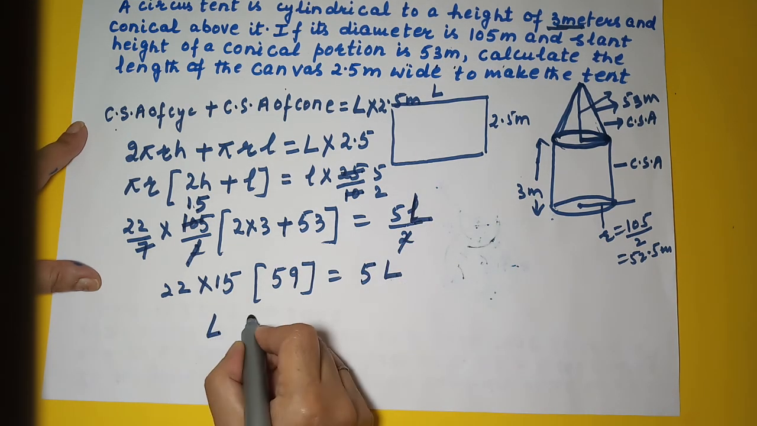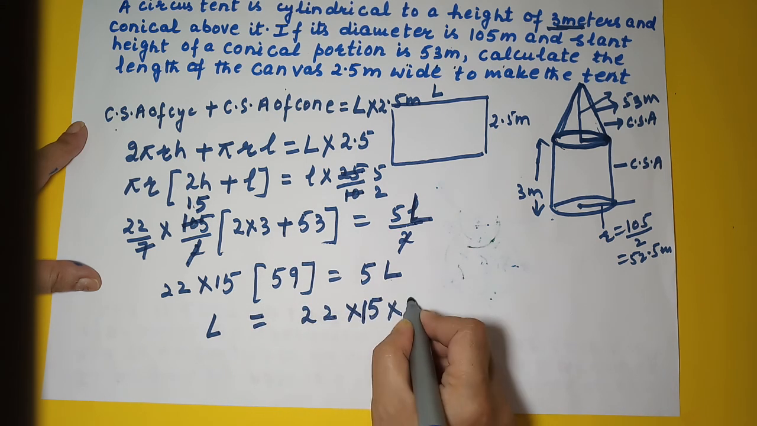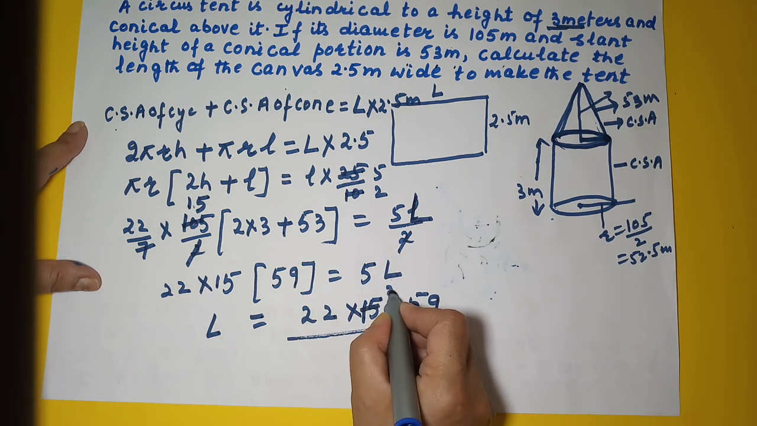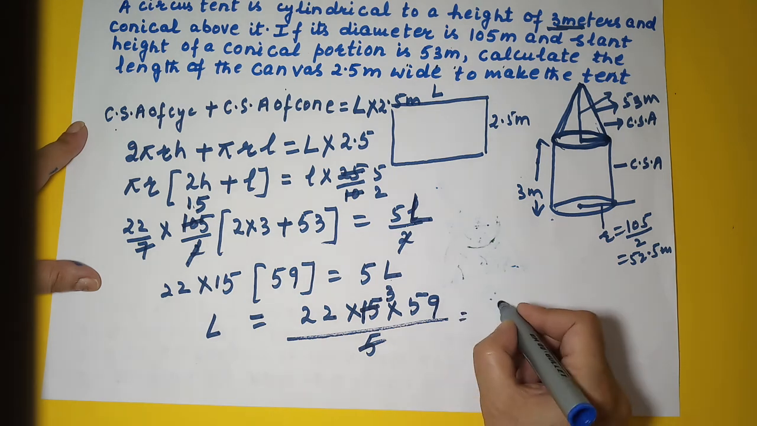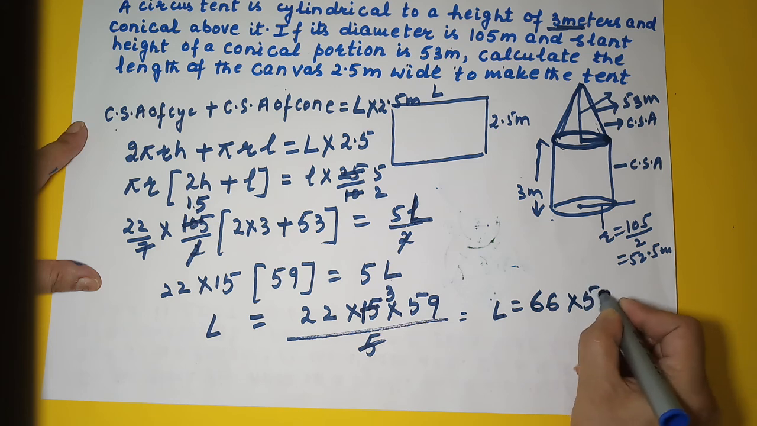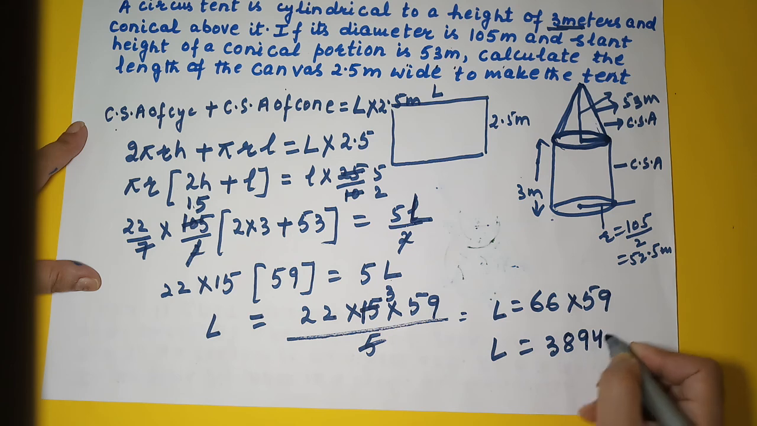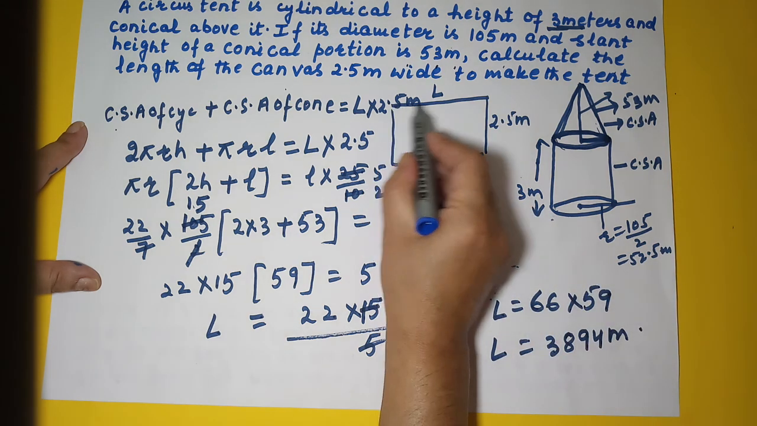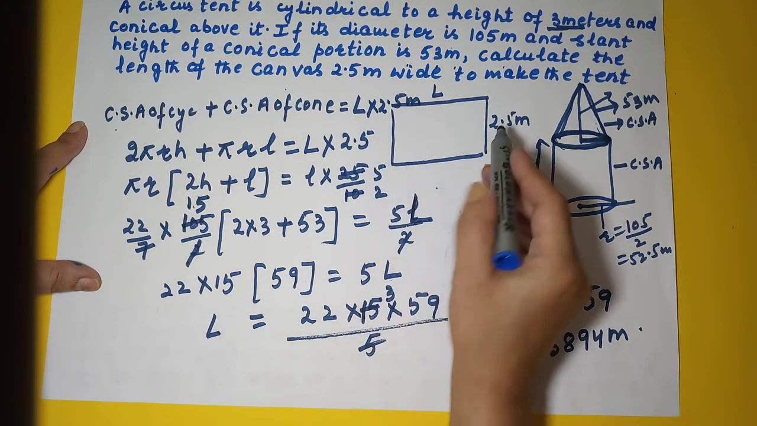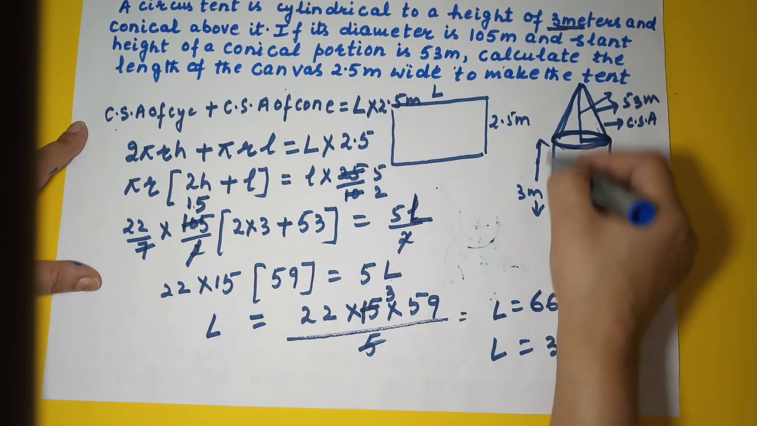So your L is equal to 22 into 15 into 59 divided by 5. So 5 3s are 15. So finally your length is equal to 66 into 59. So your length is equal to 3894 meters. So you will need 3894 meters of canvas whose width is 2.5 meters to create a tent like this.